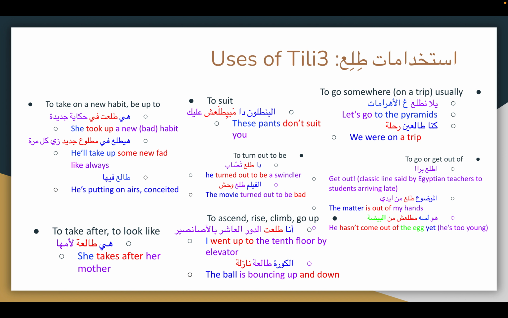To take on a new habit or to be up to something. هي طلعت في حكاية جديدة. She took up a new bad habit. هيطلع في مطلوع جديد زي كل مرة. He'll take up some new fad like always. هو طالع فيها. He's putting on airs or acting conceited. To take after or to look like. هي طالعة لأمها. She takes after her mother. هو طالع لأبوه. He takes after his father.